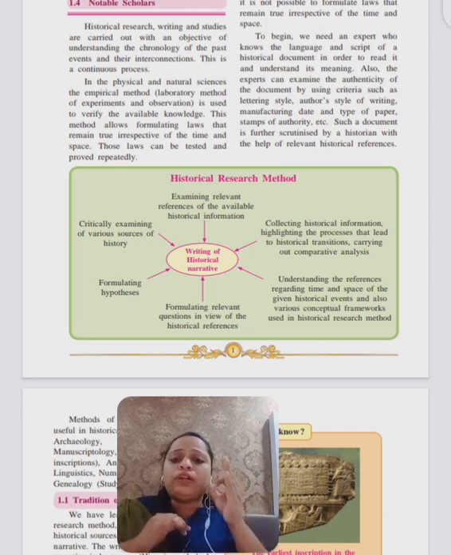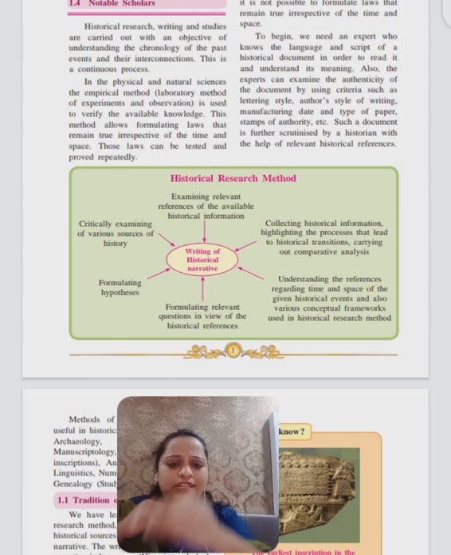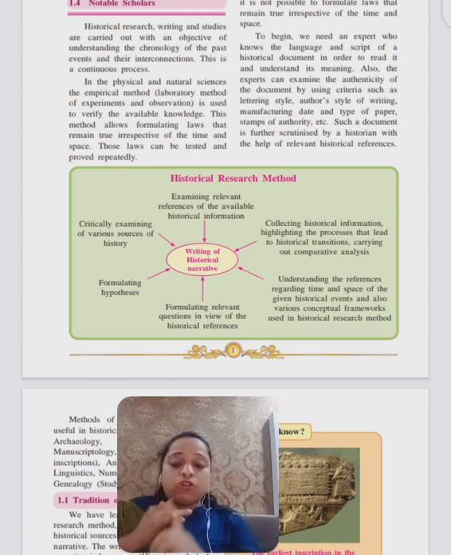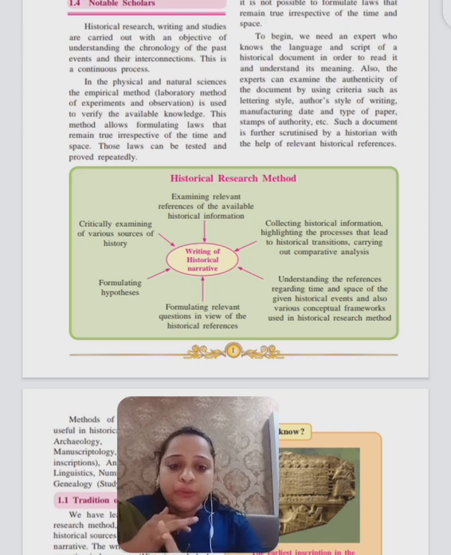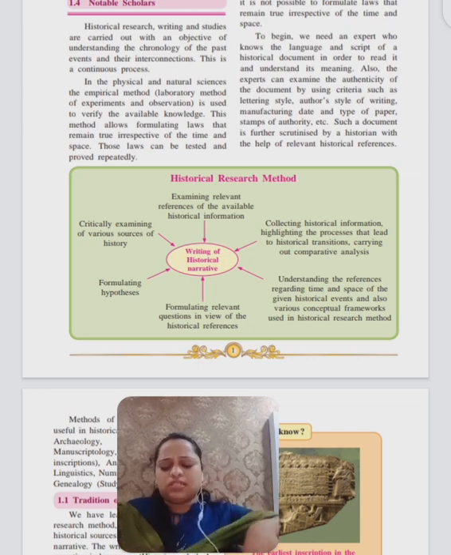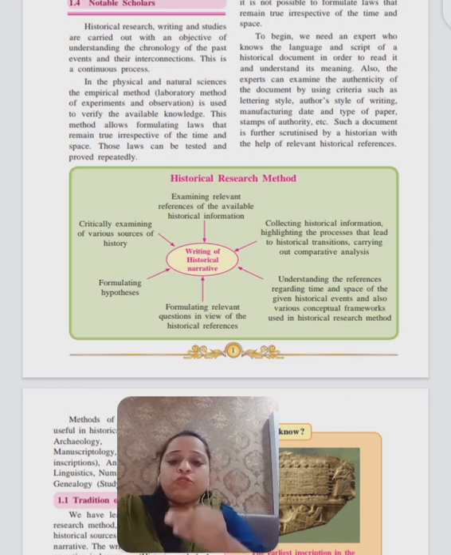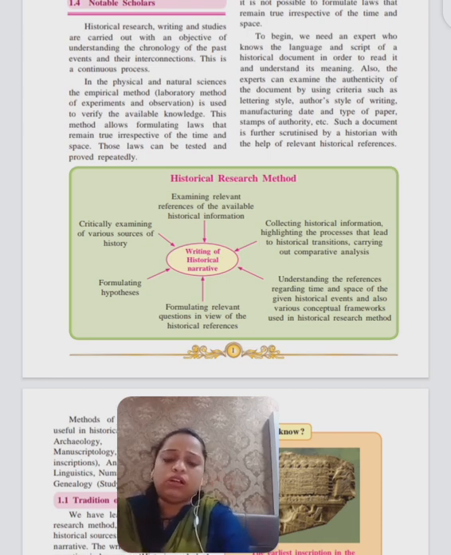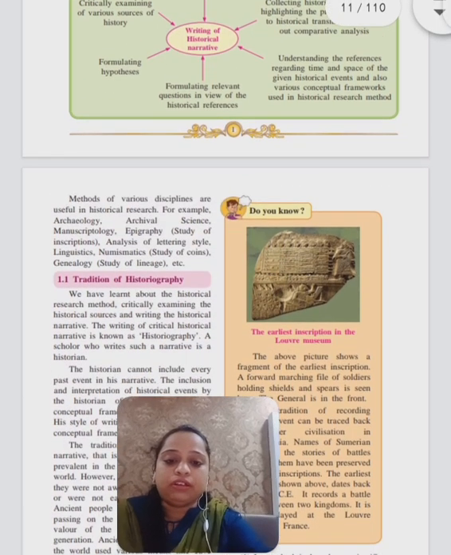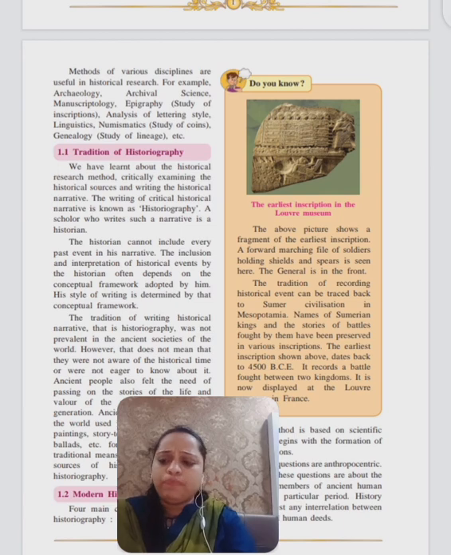Then understanding the references regarding the time and space of the given historical events. It's very important to understand the references regarding the time and space of various historical events, and also the various conceptual frameworks used in the historical research method. And the last, we should be in a position to formulate relevant questions, to question ourselves in view of the various historical references. That is the historical research method, which may come in your board examination, a very important question for your board.